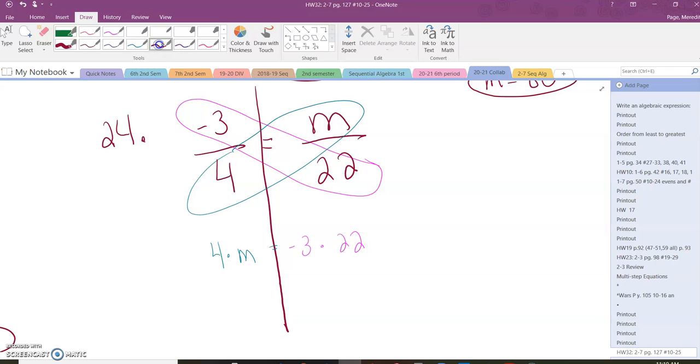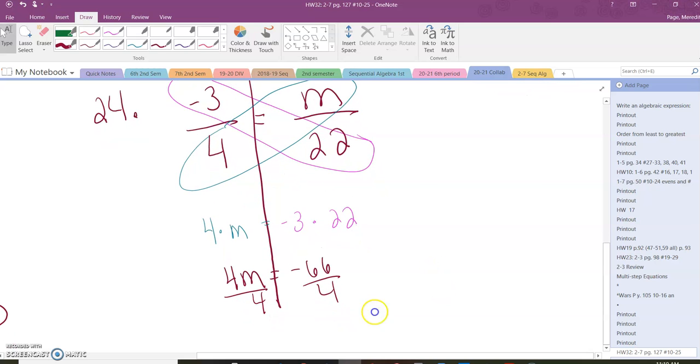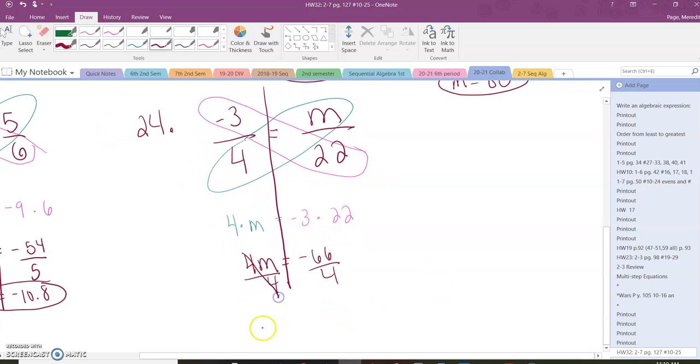Now I'm going to simplify. You get 4 times m, which is 4m. Negative 3 times 22 is negative 66. Divide both sides by 4. Cross out the 4's. Negative 66 divided by 4 is what you should put in your calculator, and you'll get negative 16.5. Circle it, you are done.